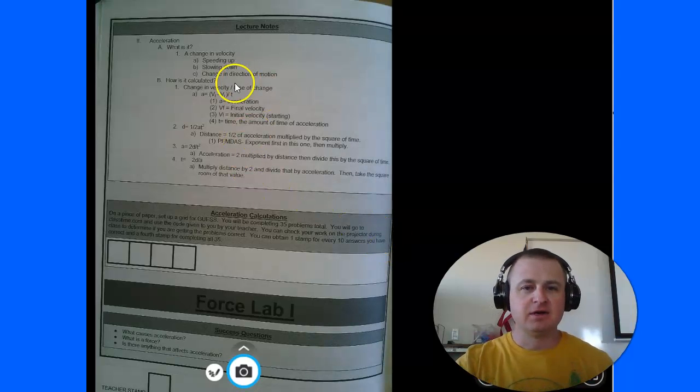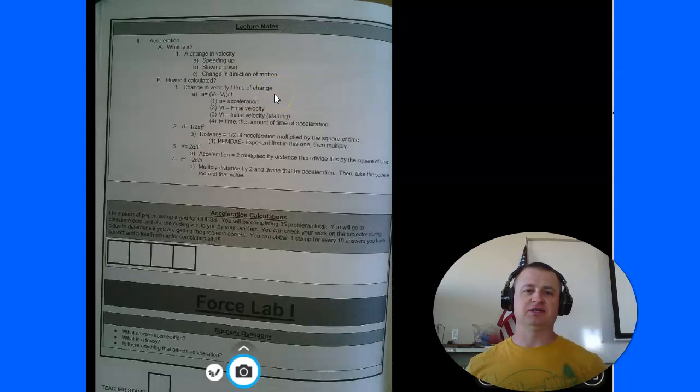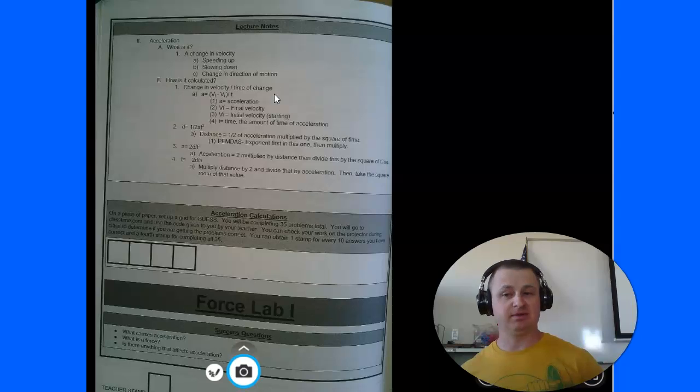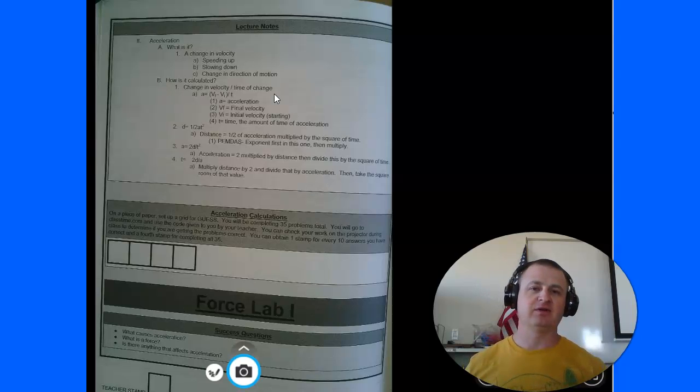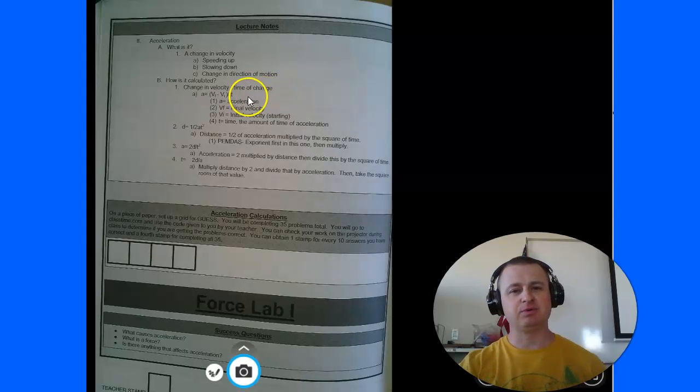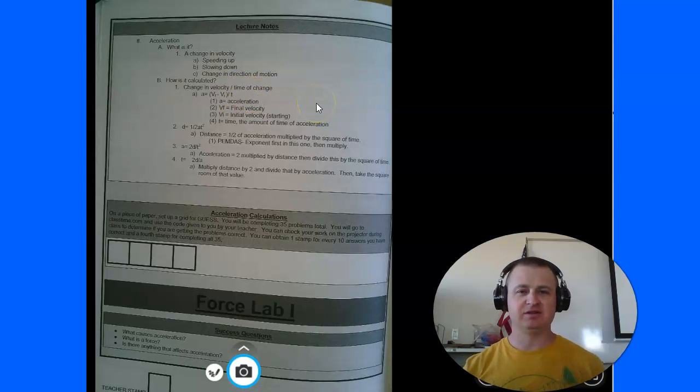All right, now, how do we actually calculate acceleration? Well, we need to know a few different things. And there's actually a couple different ways that we can calculate acceleration. The simple way, the way that you have to know how to use on the quiz, is that acceleration is the change in velocity divided by how much time it takes for that change in velocity.